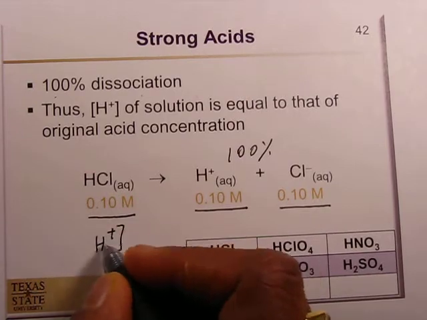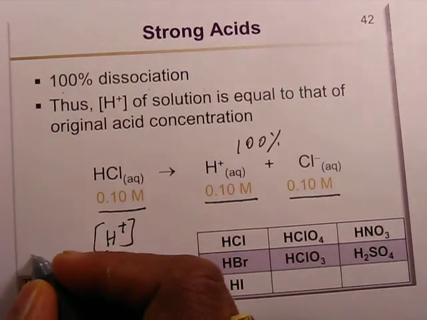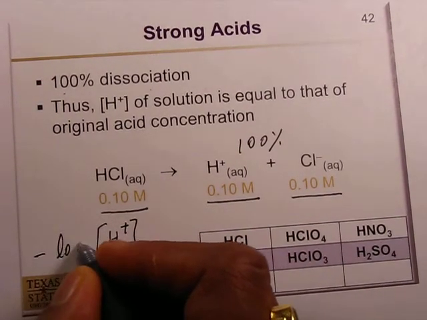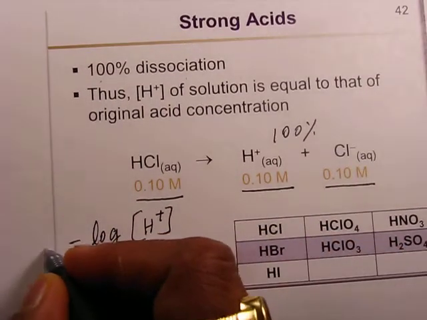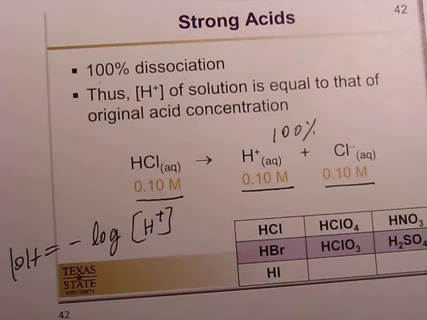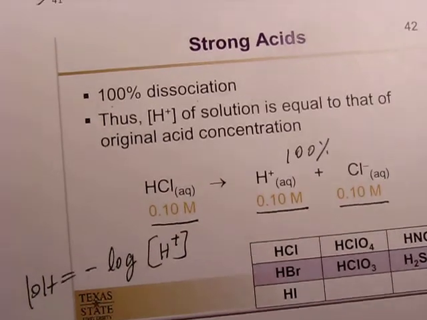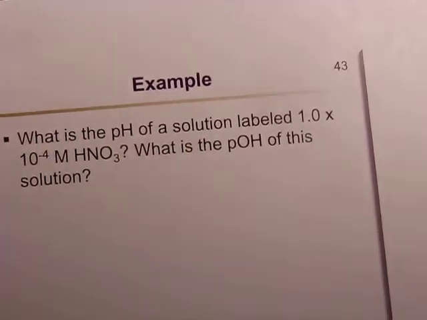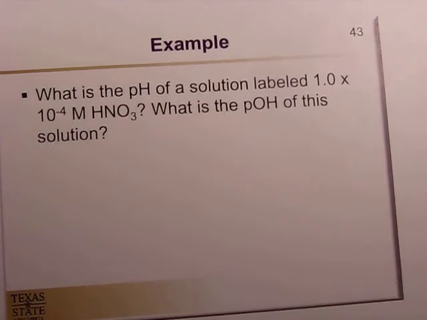We can calculate directly if we know the hydrogen ion concentration. We take the negative log of the hydrogen ion concentration to get the pH. So the calculation of pH for a strong acid is very easy. Let's see one example here, how we can calculate the pH for nitric acid.